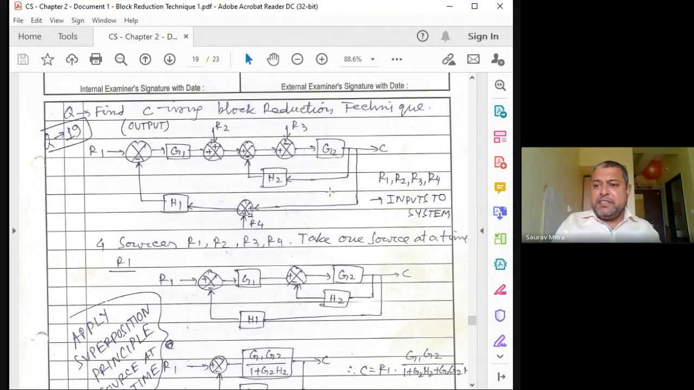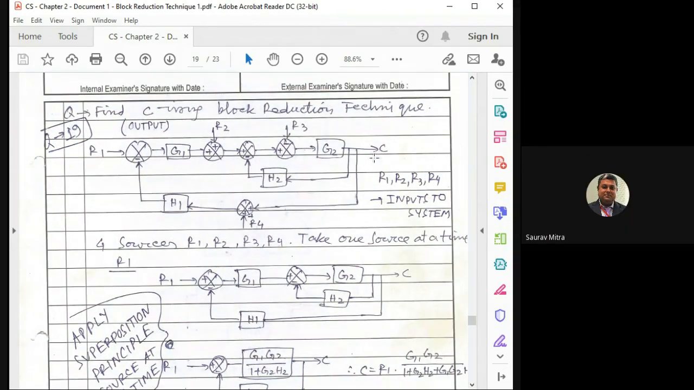But here I'm finding there's a system where C is the output of the block, and there are four inputs. Okay, so what are the inputs? R1 is the input, R2 is the input, R3 is the input, and R4 is the input. Now you can find four transfer functions here. One is C by R1, another is C by R2, another is C by R3, another is C by R4. How to find it? Simple superposition theorem.